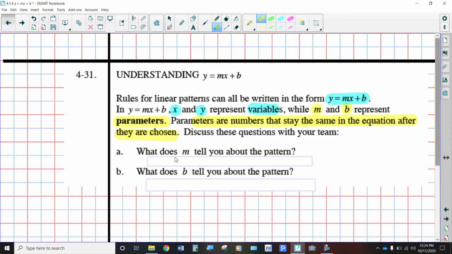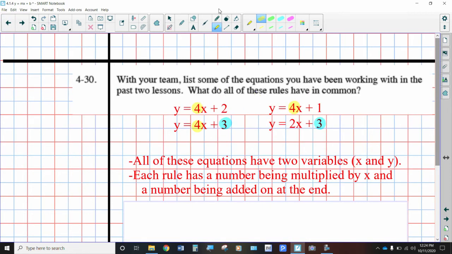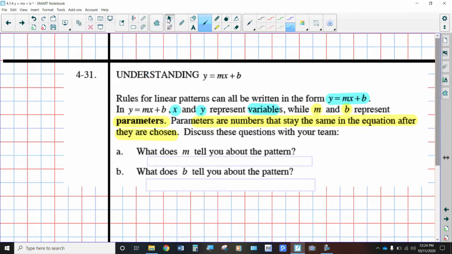So let's go back here. Remember, variables mean that they can change. So you can change the x and make it equal to 2, or you can make it equal to 3. And once you change the value for x for this particular rule, it changes the value of y. But the growth rate is always going to be the same for this particular situation, and so is the starting point. So the parameters never change, but the variables will, which is why we call them variables, because they can change.